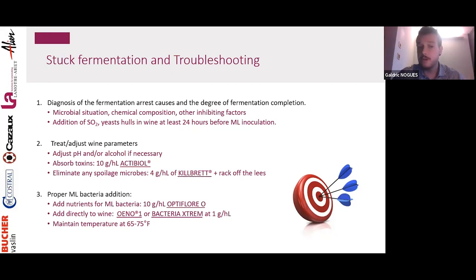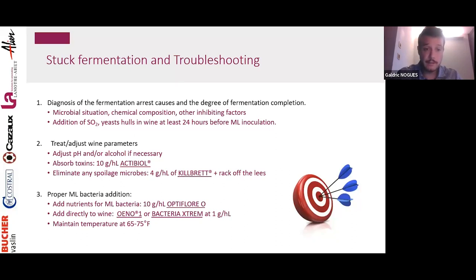If you see the pH is very low, like 2.8, 2.9, then you can deacidify a little bit to increase this pH and create easier conditions for the bacteria. As well, we can't do it in France, but I think in the USA you can. So you can adjust the alcohol as well. If it is very high, you can reduce it by a little.